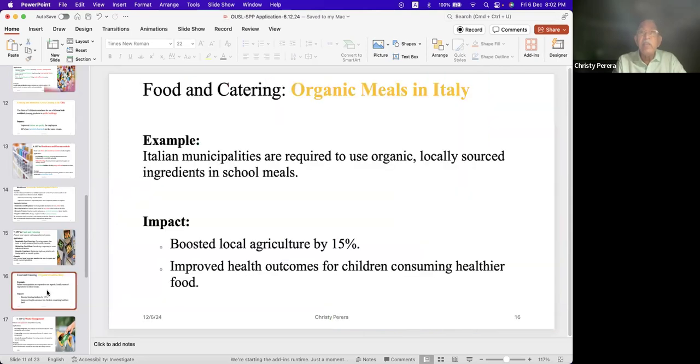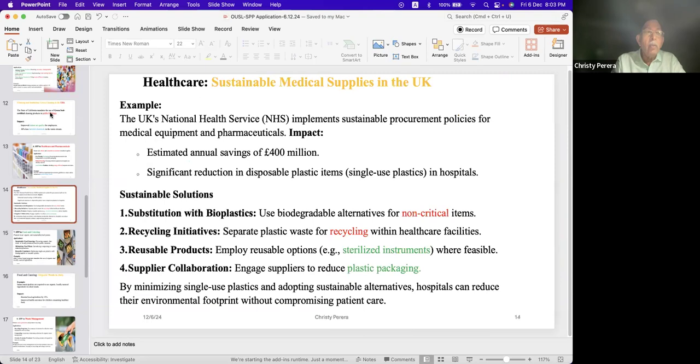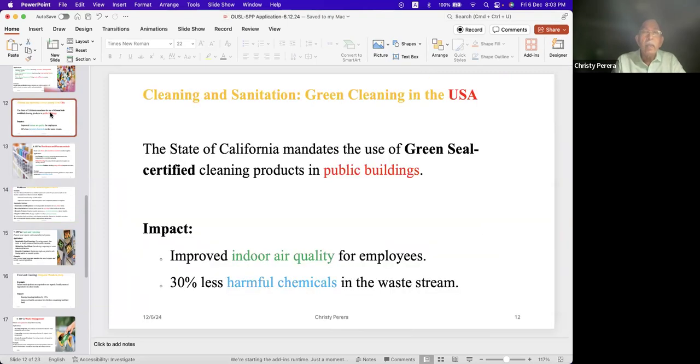I can explain further. Cleaning and sanitation in the USA. The state of California, I have taken the California example from the internet. The state of California mandates the use of Green Seal certified cleaning products in public buildings. Not only schools, right? In the US in general.